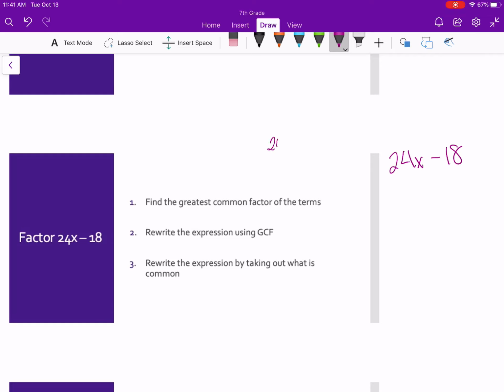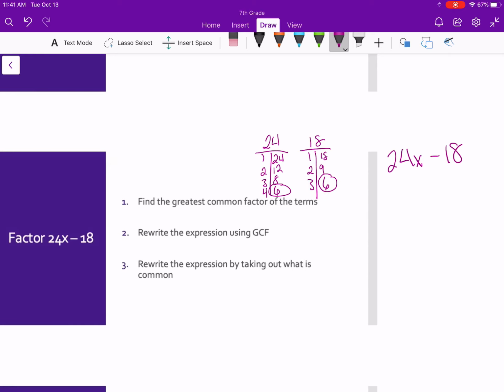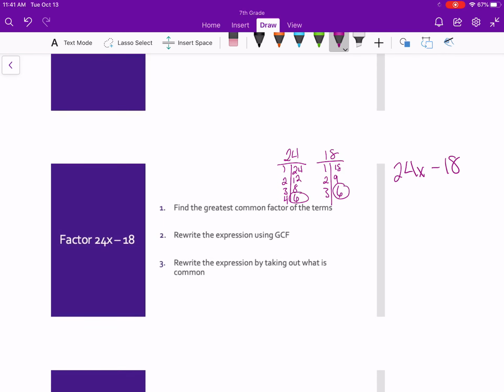And then let's think what the greatest common factor of 24 and 18 is. Okay, so 24, our factors are 1 and 24, 2 and 12, 3 and 8, 4 and 6. Our factors of 18 are 1 and 18, 2 and 9, 3 and 6. We look for the biggest one that they have in common, which in this case is 6. And now we're going to try to rewrite by taking out a 6.